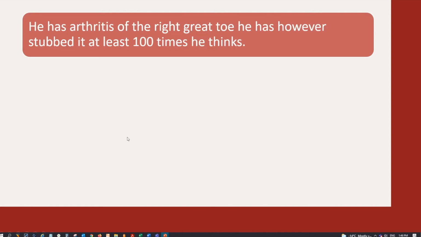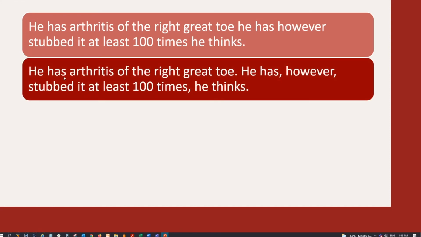He has arthritis of the right great toe. He has, however, stubbed it at least 100 times, he thinks. He sounds like me. He has arthritis of the right great toe. He has, however, stubbed it at least 100 times, he thinks.